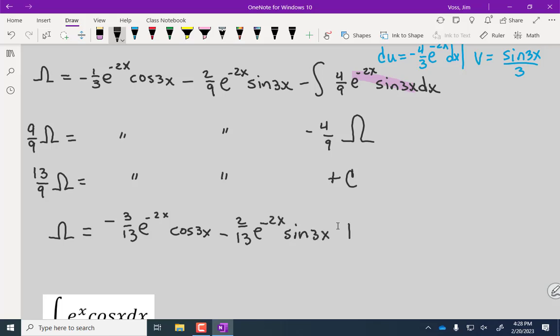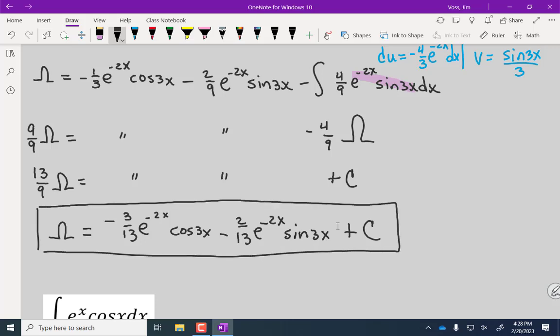And when we multiply c by 9/13, that's still just a constant, so we'll just write it as c. It is a different constant, but it's still just a constant. We don't have to be finicky. We can just write it as c. So now we have solved for omega, or Steve, whatever you want to call the original integral.